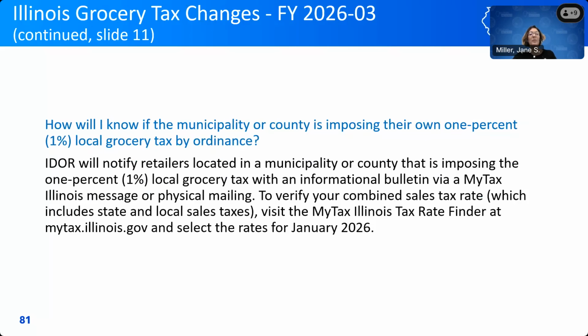How will I know if the municipality or county is imposing their own 1% local grocery tax by ordinance? The Department of Revenue will notify retailers located in a municipality or county that is imposing the 1% local grocery tax with an informational bulletin via MyTax Illinois messaging or a physical mailing. To verify your combined sales tax rate, which includes the state and local sales taxes, visit the MyTax Illinois Tax Rate Finder at mytax.illinois.gov and select the rates for January 2026.